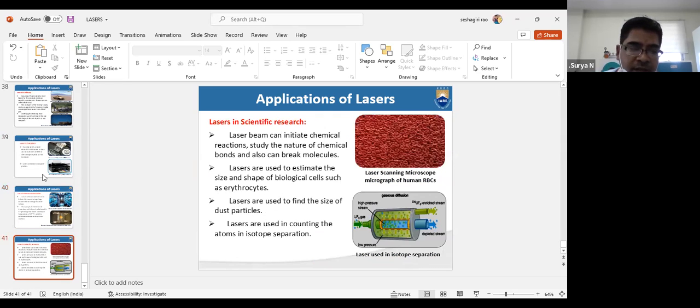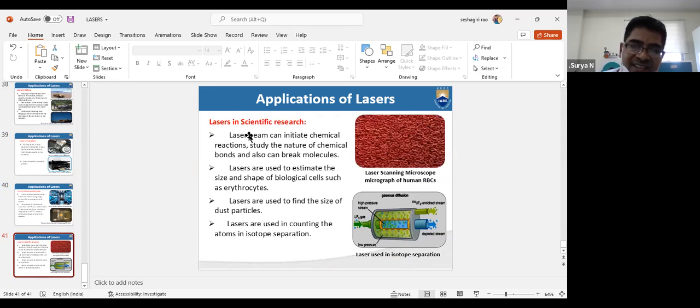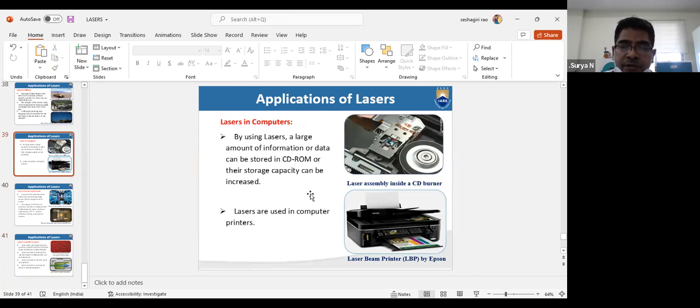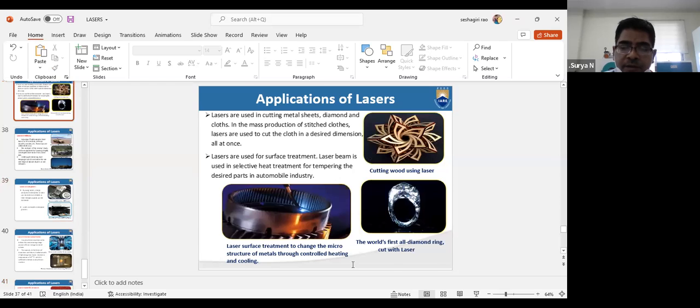In scientific research, a laser beam can initiate chemical reactions to study the nature of chemical bonds and also to break molecules. Lasers are used to estimate the size and shape of biological cells such as erythrocytes, and also to find the size of dust particles. They are used to count atoms in isotope separation. These are some of the chemical applications, and some military applications, computers and all. These are some of the applications of laser.